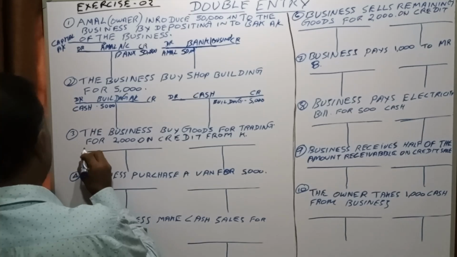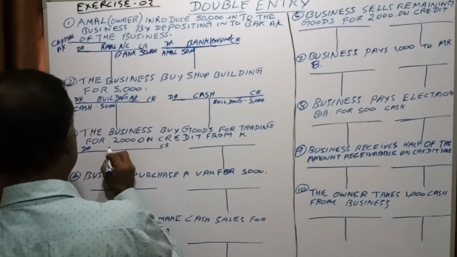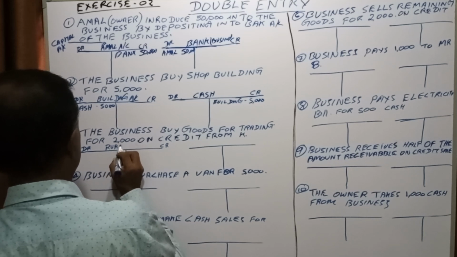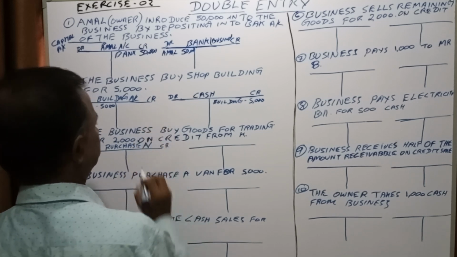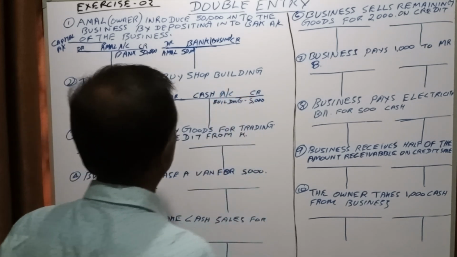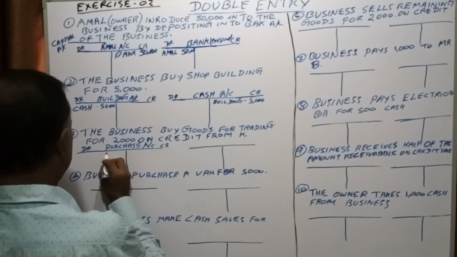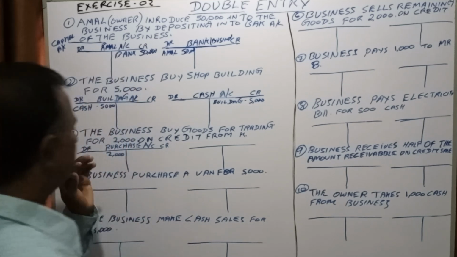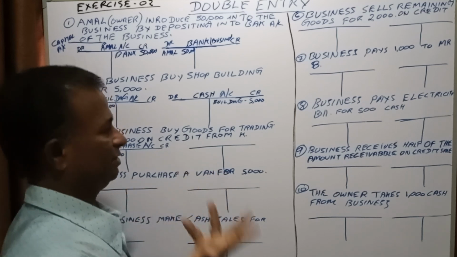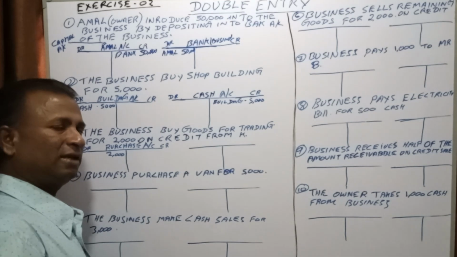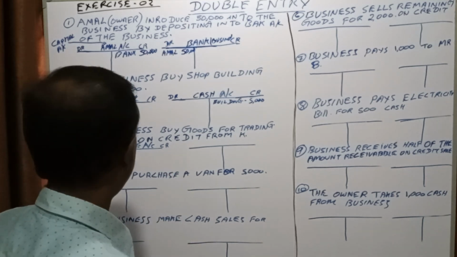Then we have to say purchases. Here debit and here credit. Purchase account, and we are debiting the purchase account with 2000. Where do we credit? We are purchasing on credit. Credit in the sense it is a liability. There is an increase in the liability. If there is an increase in the liability, the entry to pass is credit.